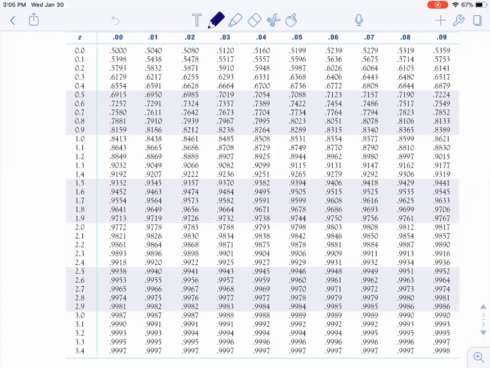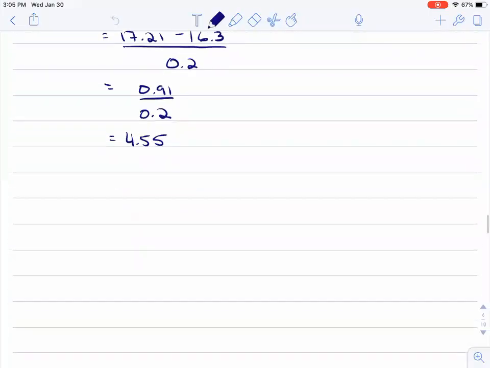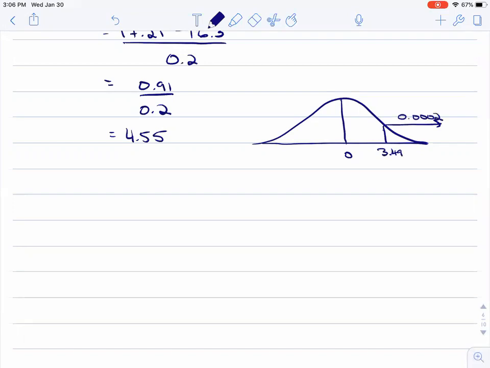So we can go back here and say, okay, if we sketch it out quickly, Z is centered on 0 now. Here at 3.49, we can say that the area to the right is 0.0002.